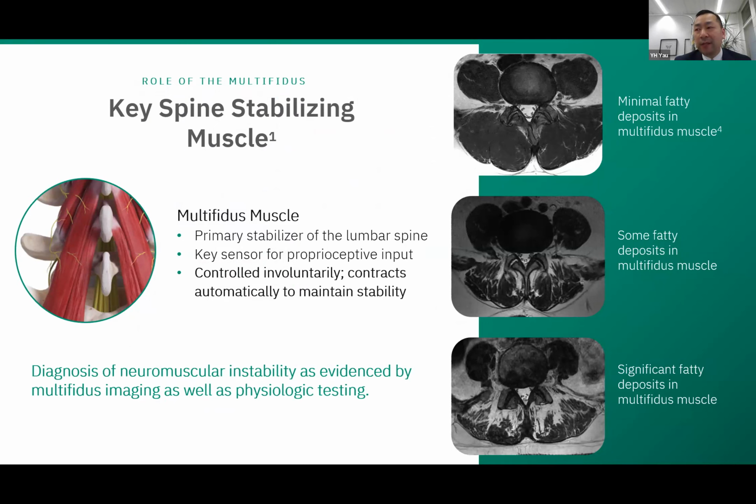For those who don't have any problems, it's working well coordinated. It provides feedback, proprioception, back to say where we are with the spine in space. And on the diagrams on the right, the axial MRI, you can see the multifidus changing from top, middle, and to bottom where there's more fat infiltration, suggesting maybe inactivation of that muscle over time.